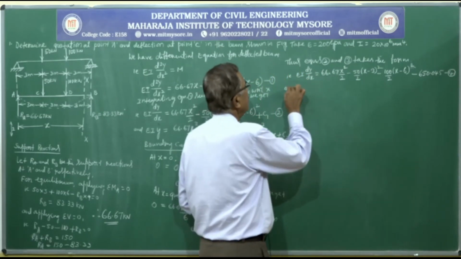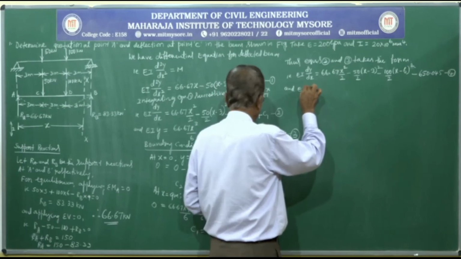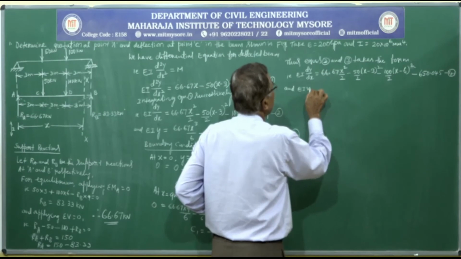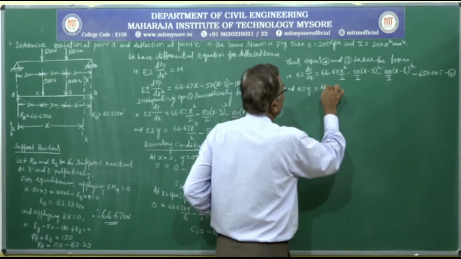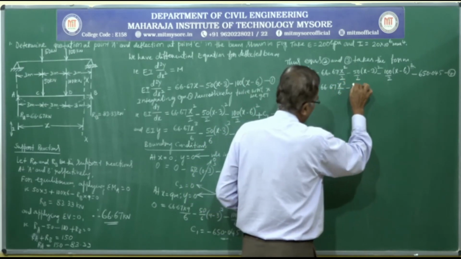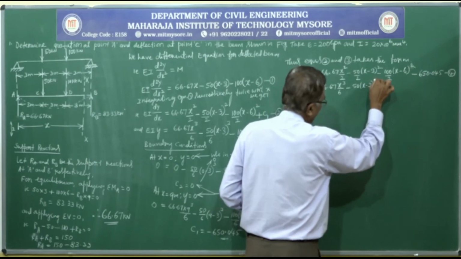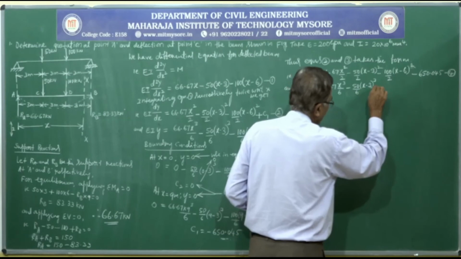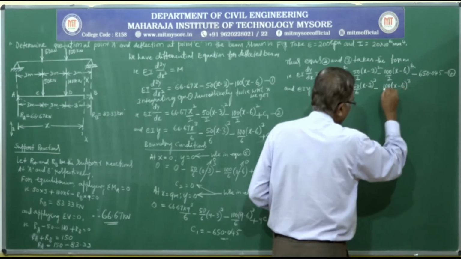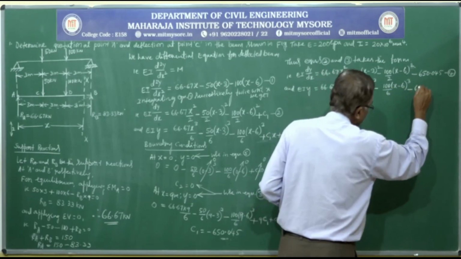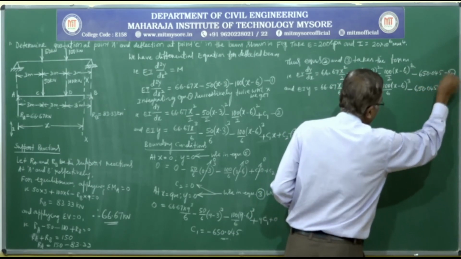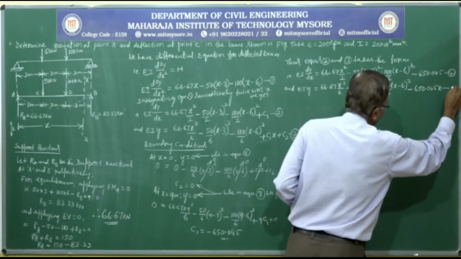Next, if you substitute the C1 and C2 values in equation 3, it becomes EI into y is equal to 66.67 x cube by 6 minus 50 into x minus 3 whole cube by 6 minus 100 into x minus 6 whole cube by 6 minus 650.045 x, and since C2 is 0, that's all. Equation 5.